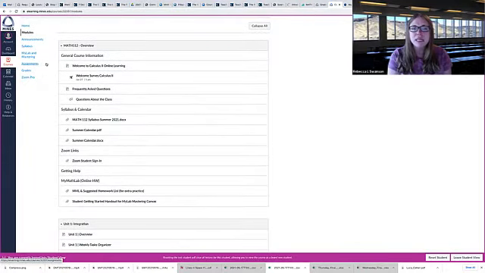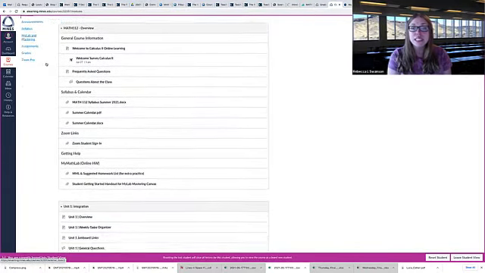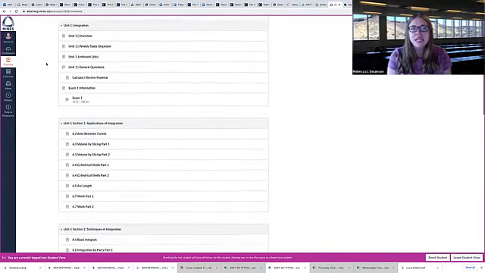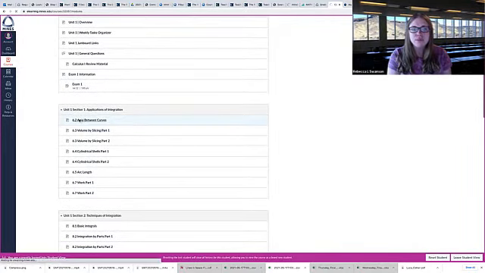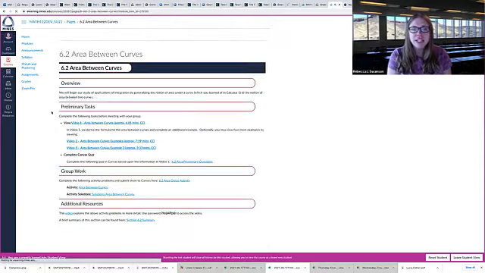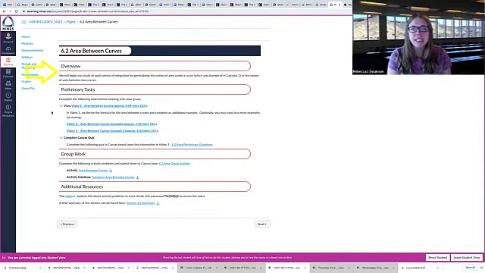The first topic, section 6.2, has a Tuesday deadline. Let's open the 6.2 page. On this page, you can see an overview of what the topic is about. Additionally, you can see your preliminary assignments. These consist of videos and occasional readings, along with some preliminary questions. These are tasks you should complete before meeting with your group.